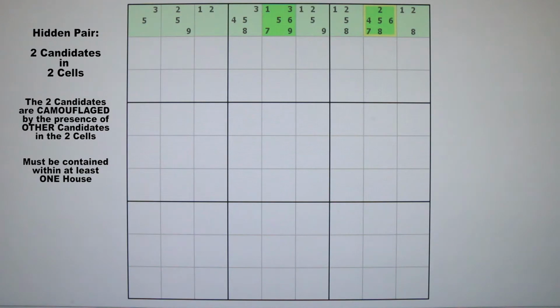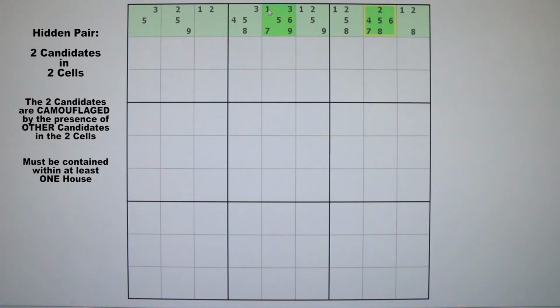So for instance, let's take a look at row 1 here. If you look very carefully, you will see that there is no other 7 and no other 6 in any cell except the two dark colored cells. So what this means is one of them has to be the 7 and one of them has to be the 6. But the difference here is the eliminations are made within the cells containing the pair. So you can eliminate all the other candidates besides the 7 and the 6 in those two colored squares.